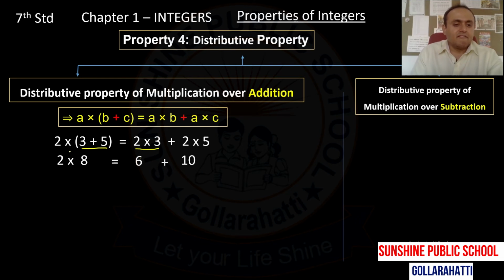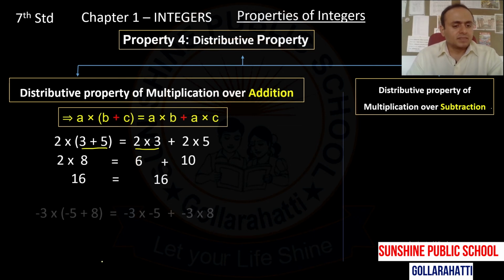On the left hand side we have added first, and on the right hand side we have multiplied first. Okay, now multiply 2 into 8, that is 16, is equal to, now add here 6 plus 10 is 16. So we got the same answer on both sides.